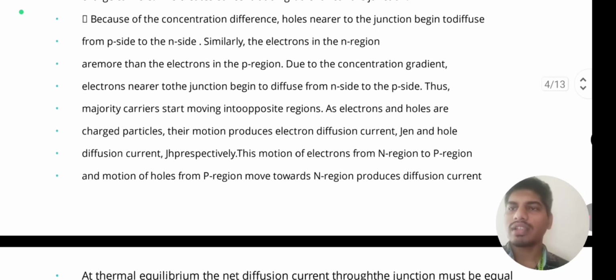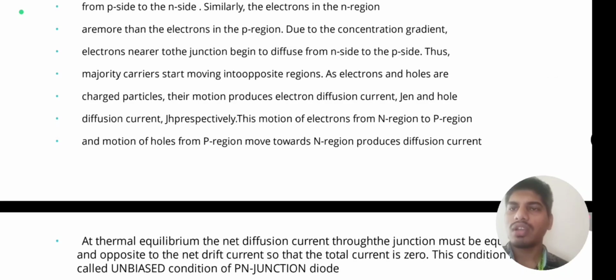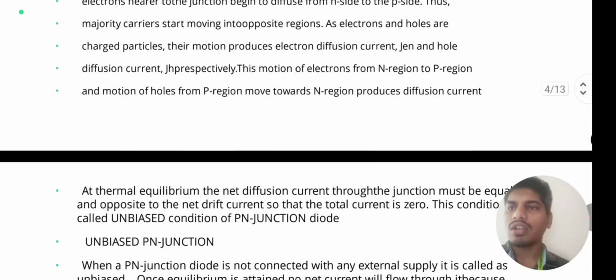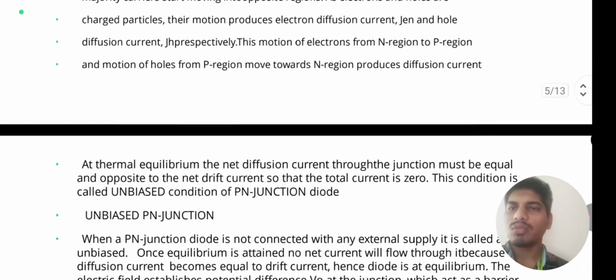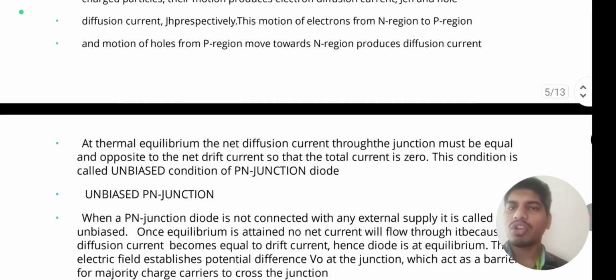Similarly, the electrons in the N region are more than the electrons in the P region. Due to the concentration gradient, electrons near the junction begin to diffuse from N side to P side. Thus, majority carriers start moving into the opposite region. As electrons and holes are charged particles, their motion produces electron diffusion current and hole diffusion current respectively. This motion of electrons from N region to P region and motion of holes from P region towards the N region produce diffusion current.